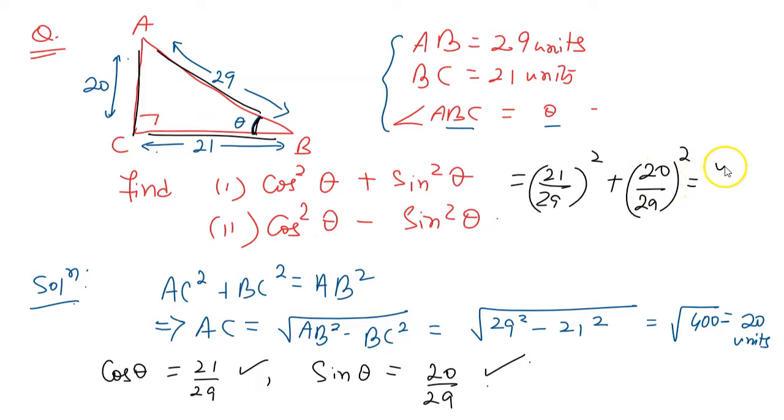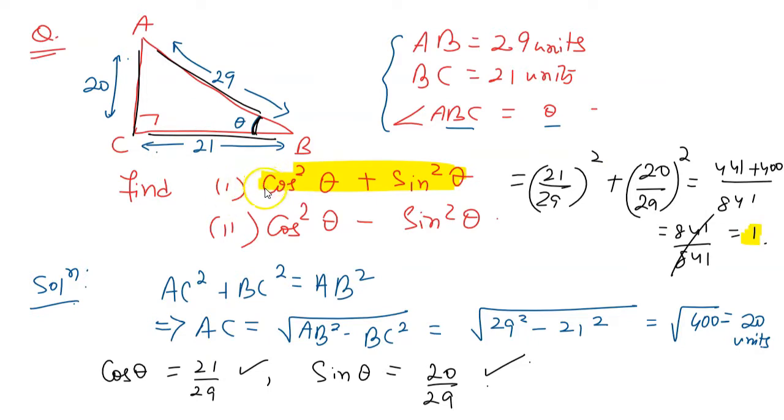So that will come out to be 441 plus 400 by 29 squared, that is 841. So this comes out to be 841 by 841, and that is 1, right? So guys, it is important to note this is an identity also. We have to remember, anytime if you do cos squared theta plus sin squared theta, you will get 1. So these identities I have described in the third lecture. You are supposed to go through that to have a good grasp on all the three identities of trigonometry.